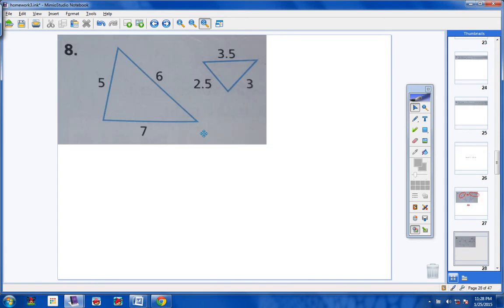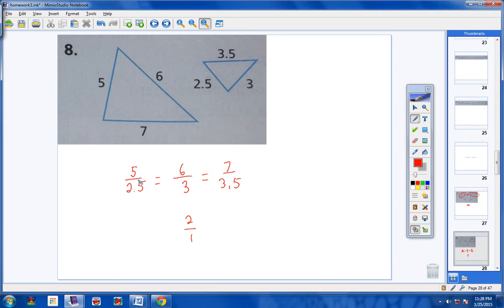Number 8. Alright, let's see what we have here, students. The smallest side is 5, and the smallest side over here is 2.5. The next smallest side is 6, and the next smallest side over here is 3. And then 7 is the longest side, and it goes over the longest side over here, 3.5. Now, let's reduce all of these and see if we get equal fractions, okay? 6 over 3, of course, is 2 over 1.